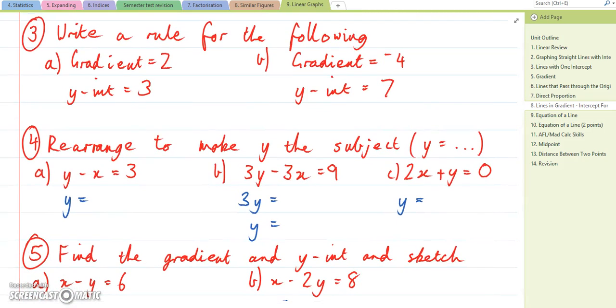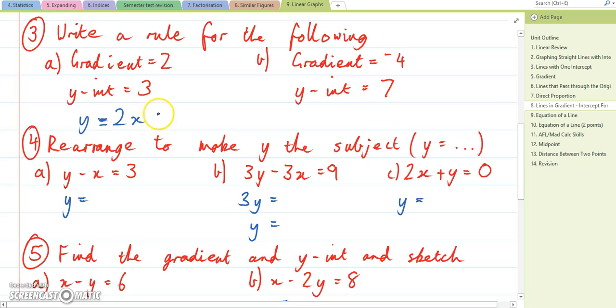You might even have something like this, where write a rule for the following equation. We're being told that our gradient is 2, so we're going to write y equals 2x, and our c value is our y-intercept, so in this case positive 3. Same thing here, y equals negative 4x plus whatever our y-intercept is, which is 7.